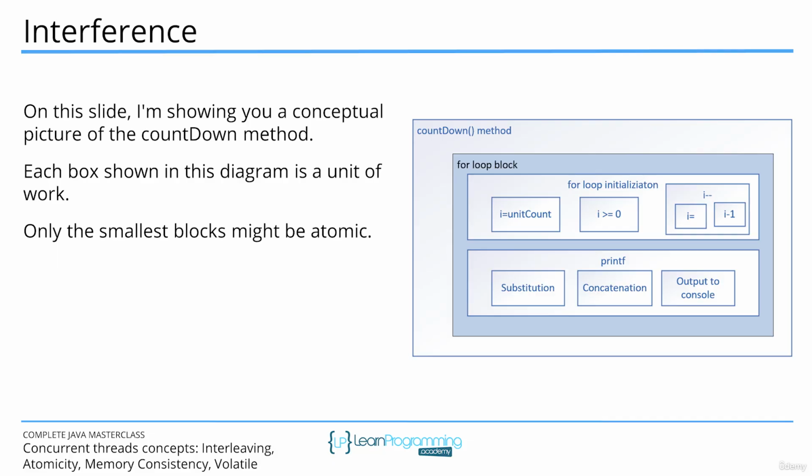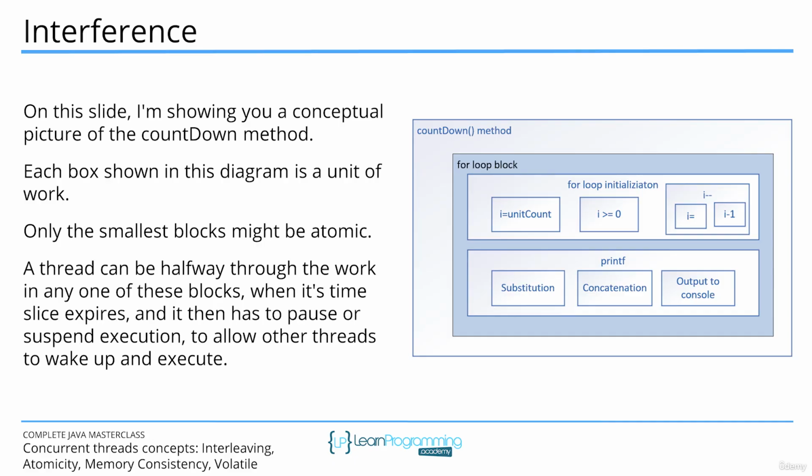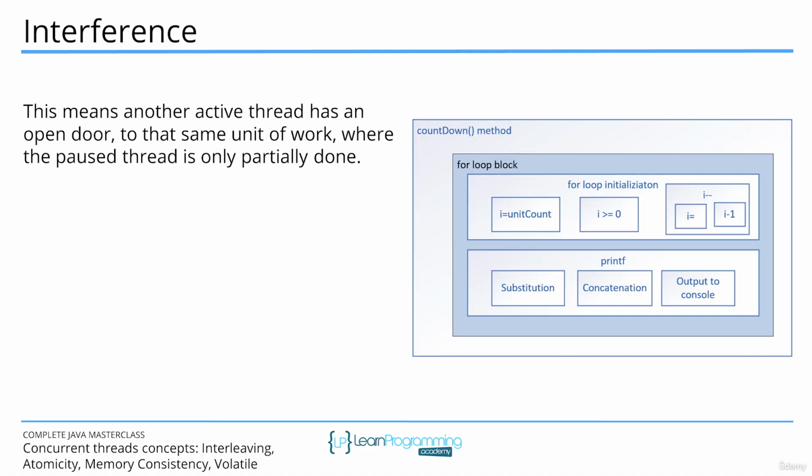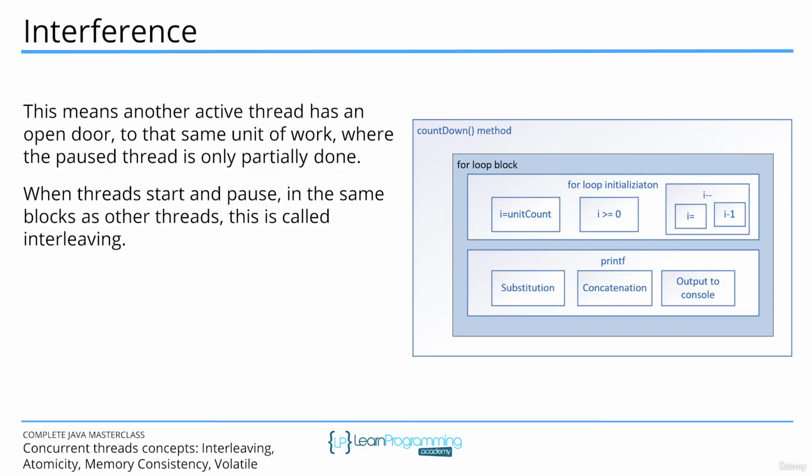Think about each of these blocks as having a door through which many threads can enter at any single time. There's no queue or line, so all threads can show up and enter at each of these boundaries at the exact same time. A thread can be halfway through the work in any one of these blocks when its time slice expires, and it then has to pause or suspend execution to allow other threads to wake up and execute. This means another active thread has an open door to that same unit of work where the paused thread is only partially done. When threads start and pause in the same blocks as other threads, this is called interleaving.